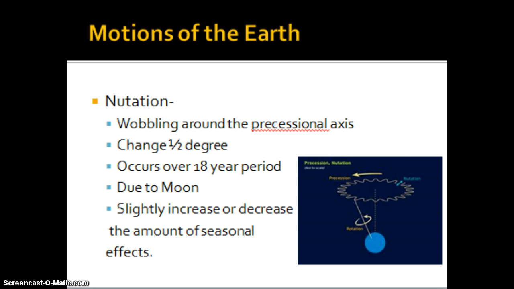Nutation is the kind of wobble of that precessional axis. The nutation changes about a half degree. If you look at the diagram, you can see as the precession is going around in a circle, it is also going to move back and forth. The reason for this is because of the gravitational pull of the Moon. This occurs at a much faster cycle. About every 18 years we experience one full cycle of the wobbling of our precessional axis.